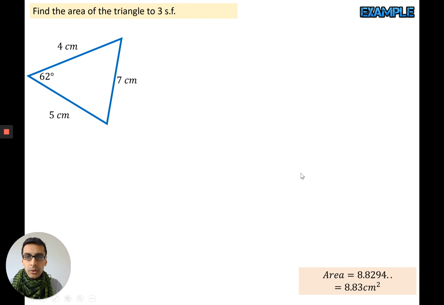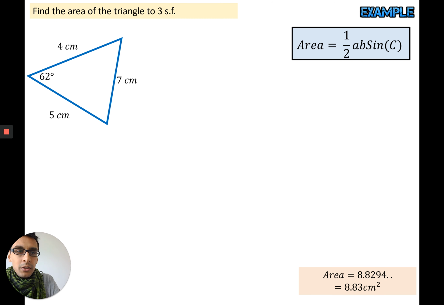Okay, next example here. I'm not going to do the whole thing. I just want to make a point. If that's the question that you get when you are labeling your sides, there's only one option in terms of your sine C value. If you're working out the angle C, if that's your C angle, that has to be length C, which means that your A and B will have to be those two sides. And you can get 8.83. You can work that out if you want to practice.